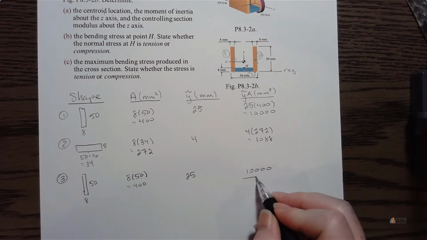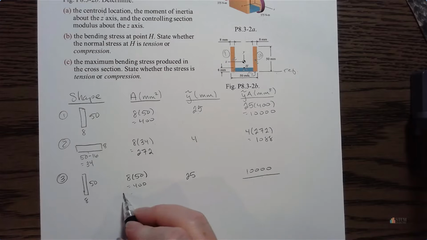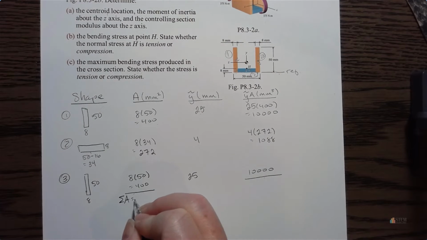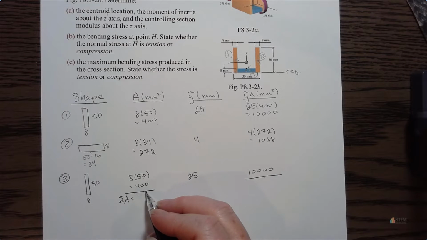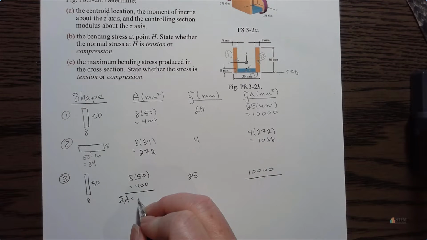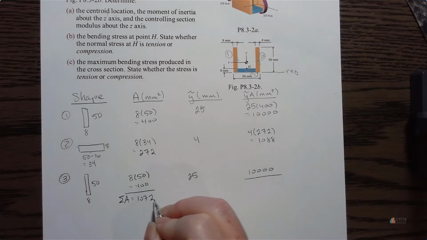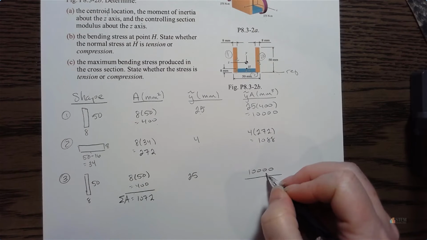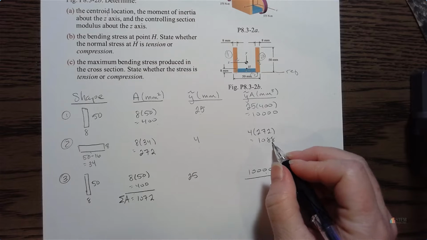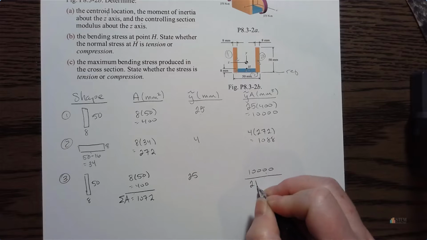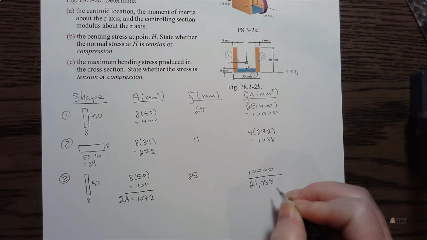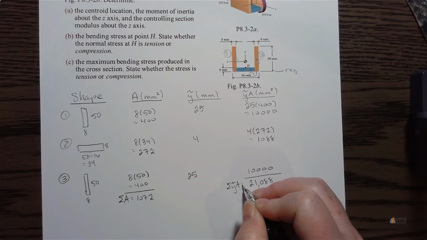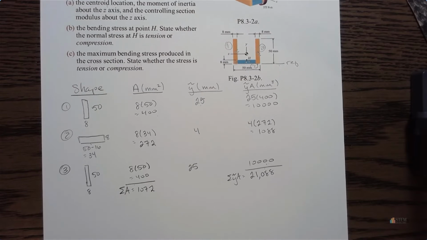Okay, so we got this filled out, so now we're going to sum up this last column, sum up this second column. All right, so this will give us our total area. So our total area is going to be 1,072. And then over here, we got 10,000 plus 10,000, so that's 20,000 plus the 1,088. So 21,088. All right, and that's your sum of the products there.